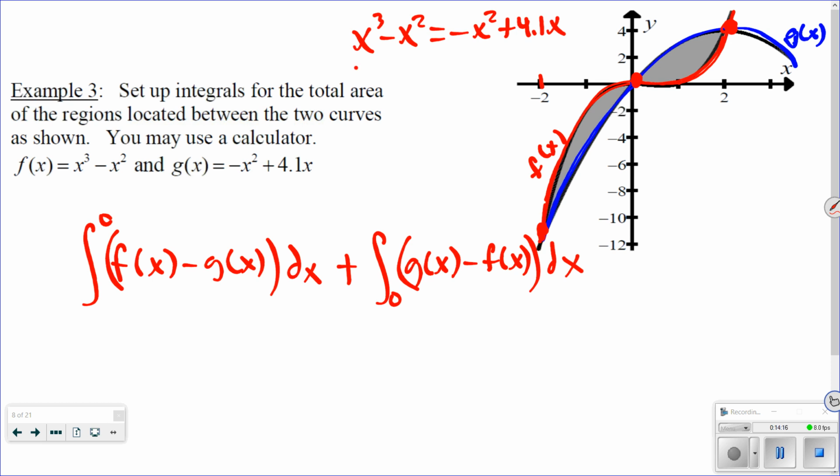If you want to in your calculator, you could just get everything on one side. So add the x squared over, minus the 4.1x over, and you could graph this and find the zeros that way if you wanted to. Or you can graph them separately and then just find where they intersect. But it's important that you show this step right here. You have to show that top equation, like that's part of your work. So I'm just going to do the intersection.